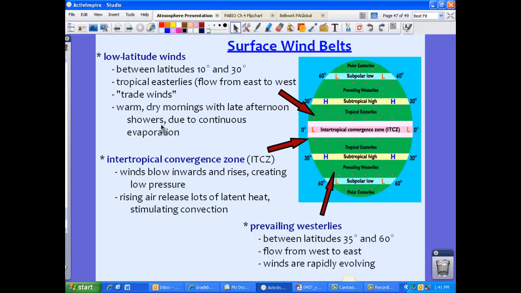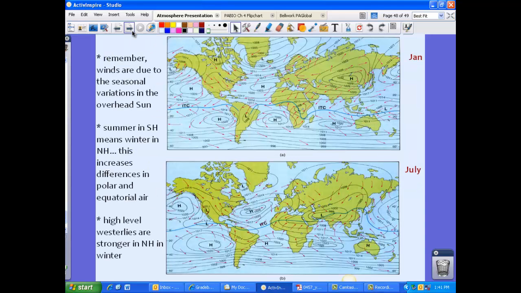Now, these don't really have the nice stable winds, kind of like the low latitude winds here, your tropical easterlies. Instead, we have winds that are rapidly changing, rapidly evolving, so we really don't know what to expect in certain locations. So if we're talking about the westerlies, there really is no one particular wind per se.